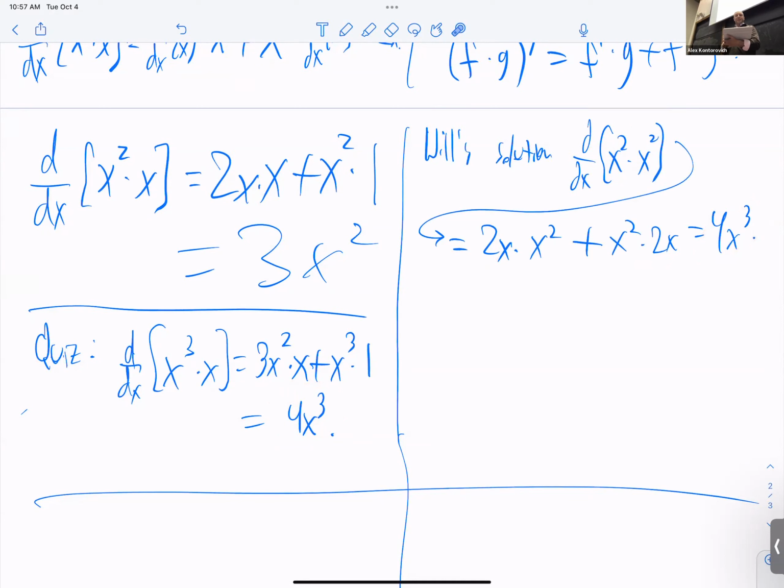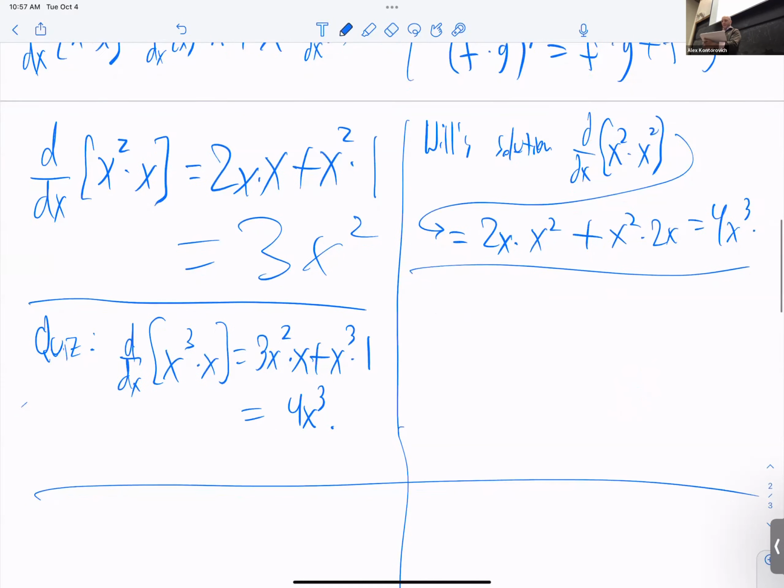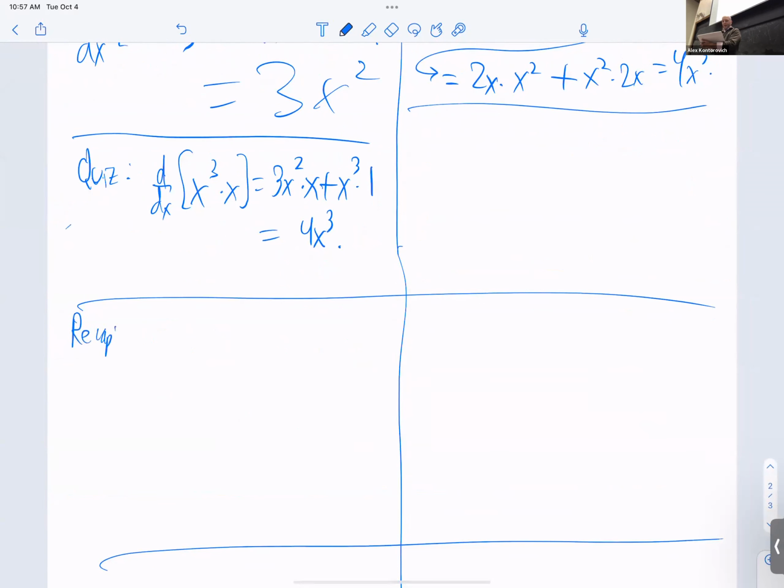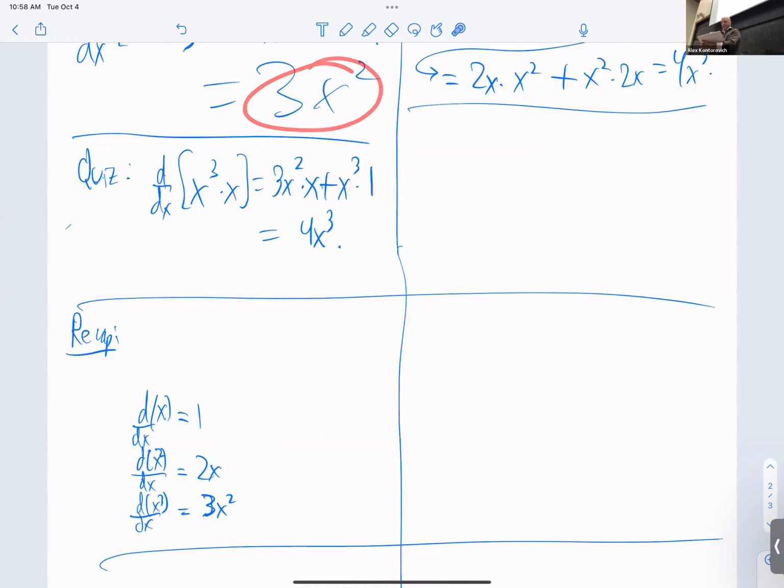So far, so good? All right. Let's recap what we're seeing. The derivative of x is 1. The derivative of x squared is 2x. The derivative of x cubed is 3x squared, right? That's what we computed right here. The derivative of x to the fourth is 4x cubed.